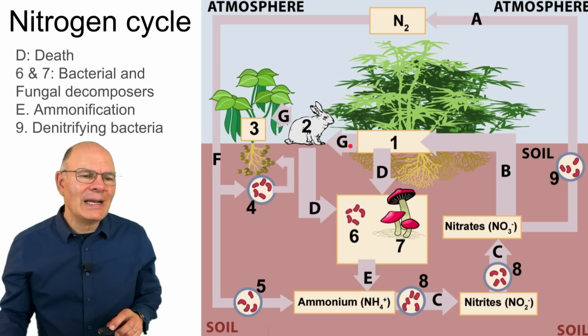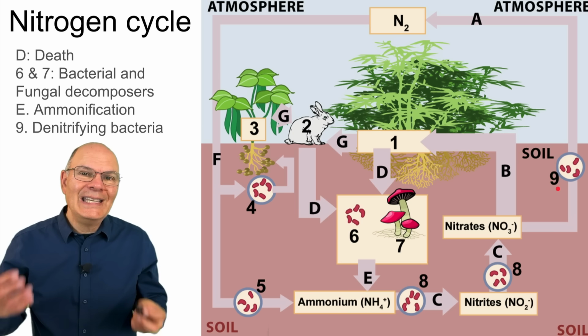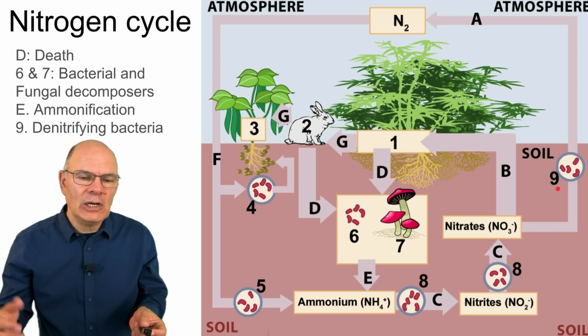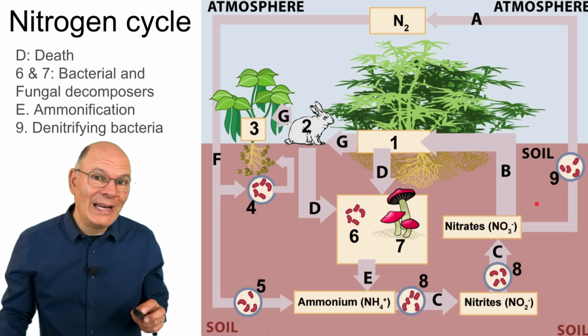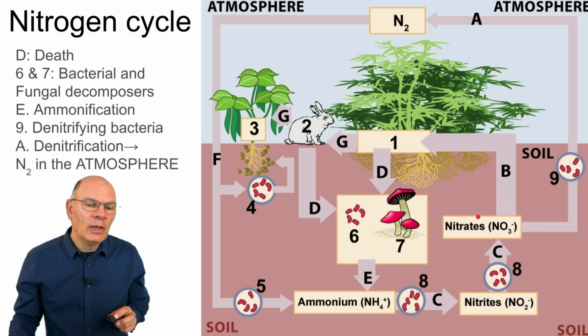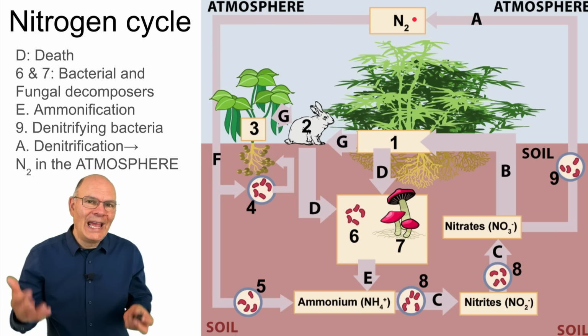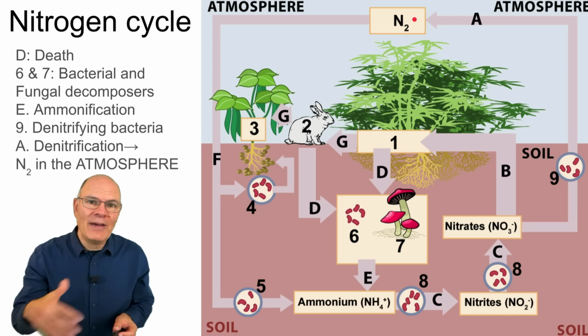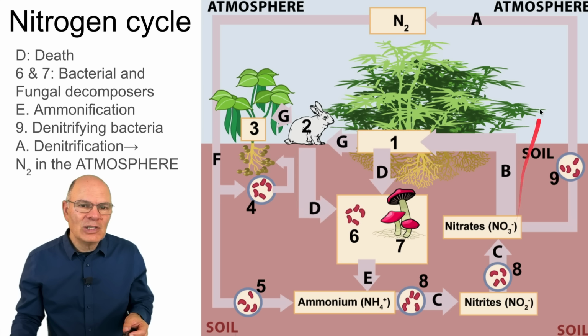But another thing that can happen is that there is a group of bacteria called denitrifying bacteria that will take the nitrates and use them for energy. And as they do that, they'll convert the nitrates back into nitrogen gas that'll re-enter the atmosphere. So now we have the complete cycle going from the atmosphere into the biosphere and then back into the atmosphere.